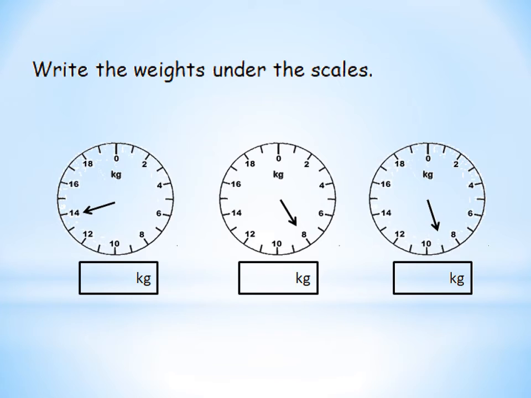Now let's move on to reading weight. Remember we talked about weight? Weight is mass. They are the same. The unit of measuring mass or weight is the kilogram and the gram. The kilogram is for measuring heavier objects and the gram is for measuring light objects.